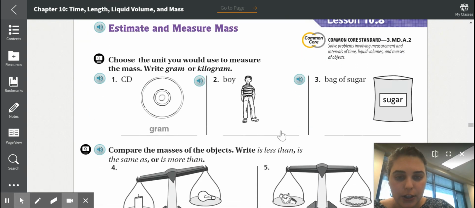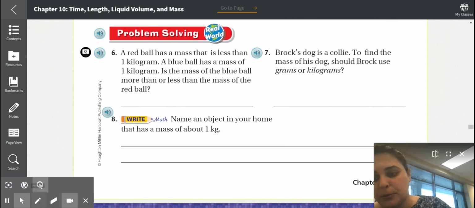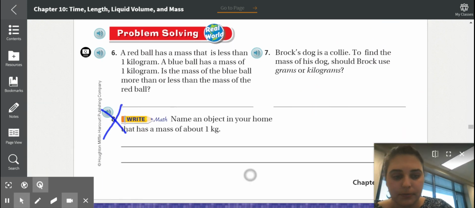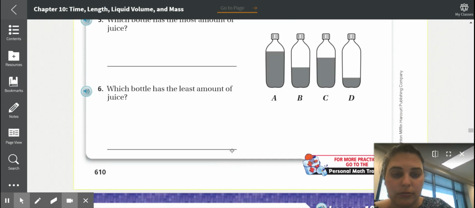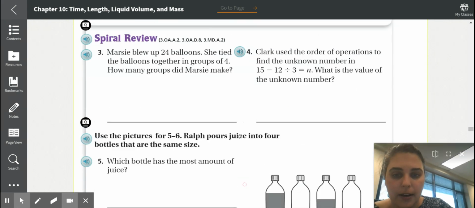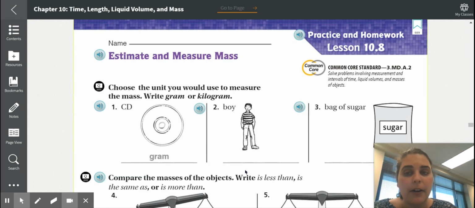Okay, so let's look at your homework. You can do all of the first page. You do not have to write about it if you don't want to. And then you can do everything on the next page. So again, use that video of how to use a pan balance scale to help you, and then use that website as a tool. You can play around with it, maybe do an activity with your siblings, see if they know about grams and kilograms and how to use a pan balance scale.